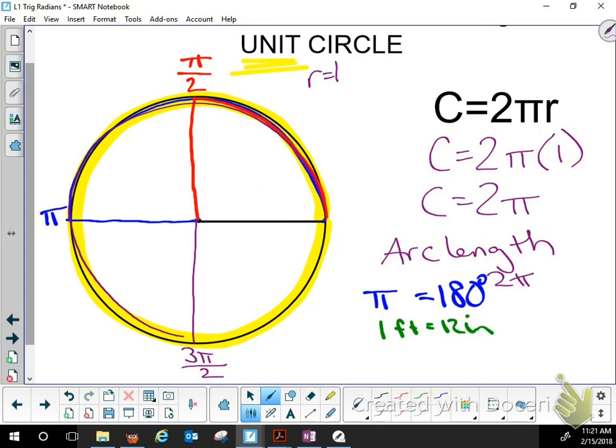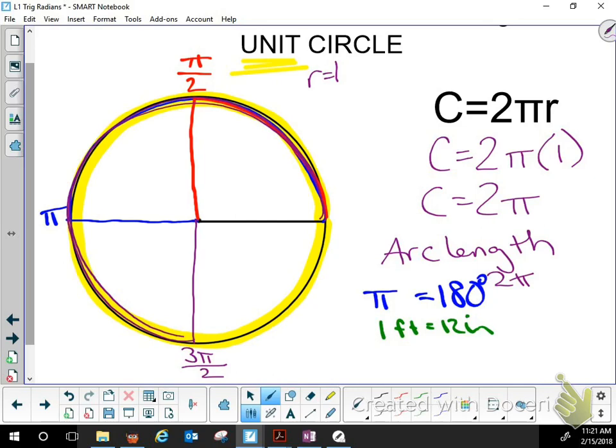Remember, all the way around is 2 pi. Halfway around is pi. So I've gone pi and another half of a pi. That's 3 pi over 2. That's 1.5 pi's. It's 2 pi, so 3/4 pi would be like 45 degrees. Okay.